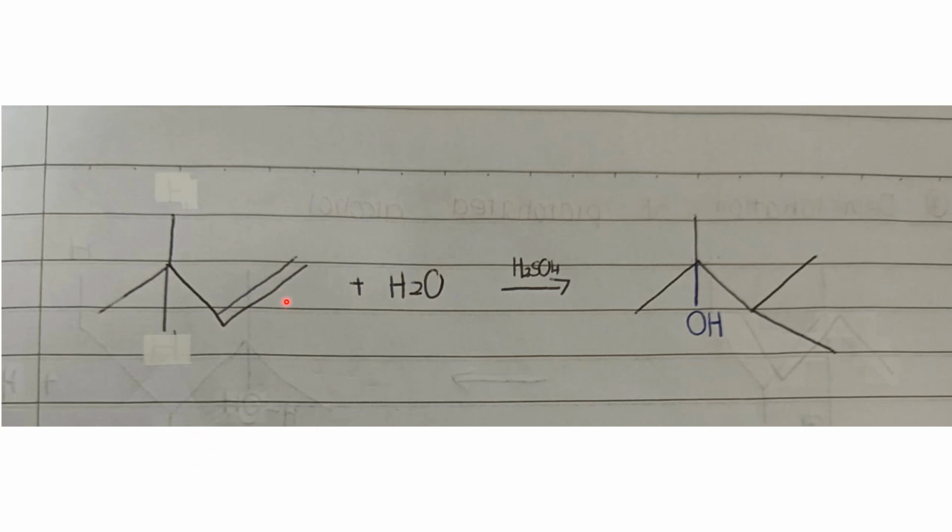This is one of the examples, and this is 3,3-dimethyl-1-butene. It reacts with H2O, and the H2SO4 will act as an acid catalyst, and it will produce 2,3-dimethyl-2-butanol.